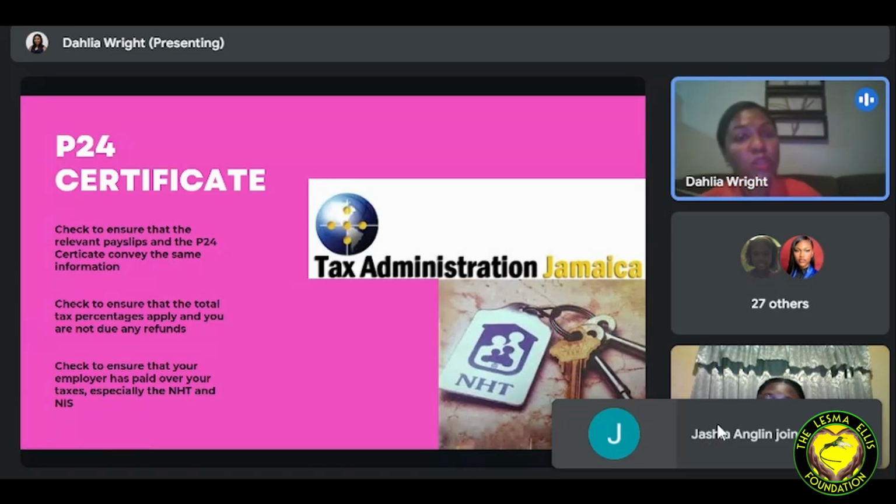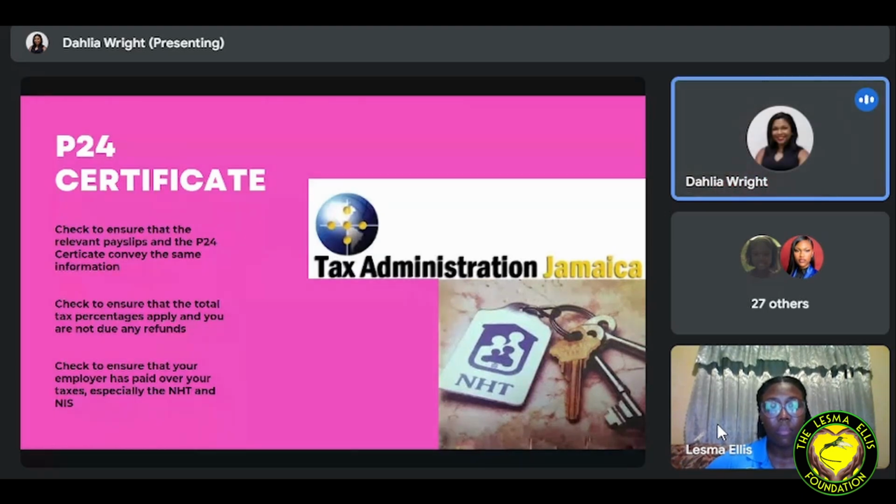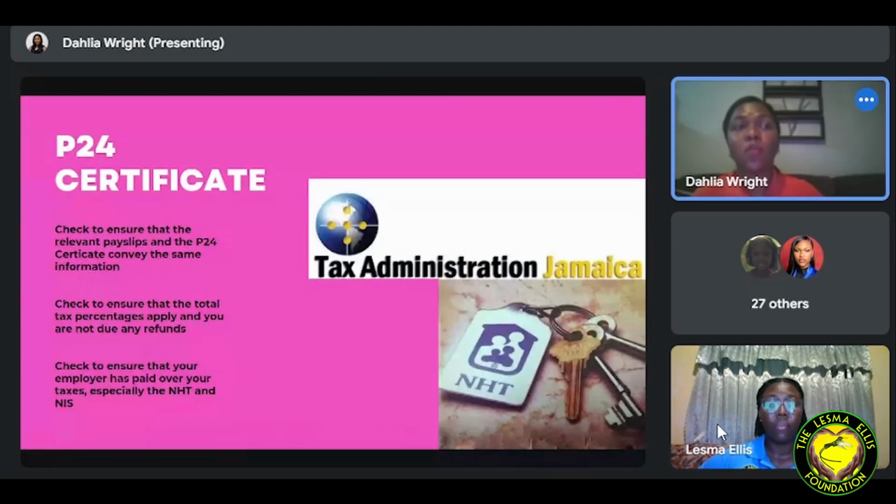But what I would do, I would calculate how much you paid and make sure that the tax rates are accurate. Make sure your income tax rates are accurate. Make sure the minor tax rates such as the NIS, NHT, etc. are accurate, especially the income tax, because the income tax is going to be the largest portion, right? Depending on how much you're making.